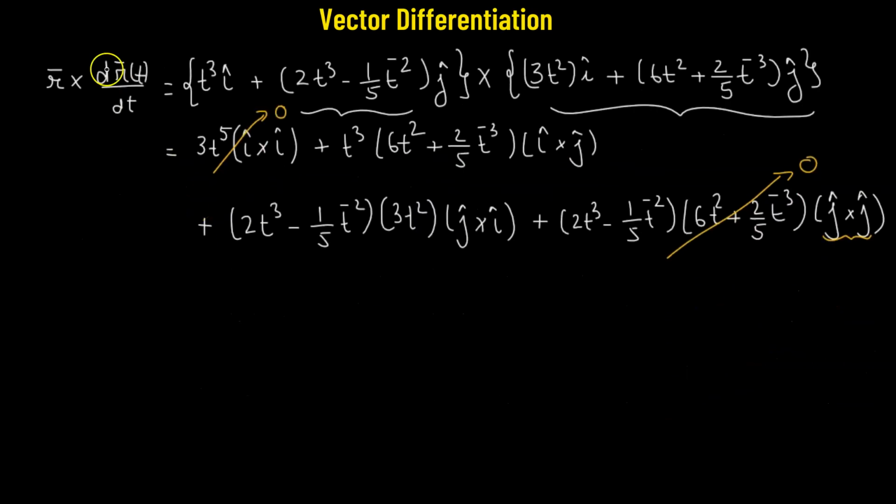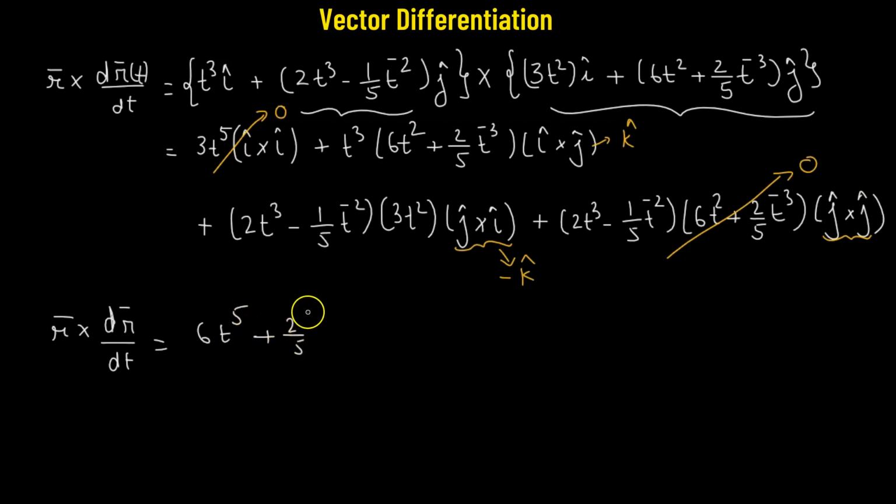So that means we are now left with two terms. I cap cross j cap is our vector k cap, and here we have j cap cross i cap. Since we know that the cross product always anti-commutes, this will be negative k cap. So we have our vector crossed with dr over dt, that will be equals to, let's multiply t cubed with each of the two terms. So we have 6t raised to the power of 5 plus 2/5 k cap, and this term will be negative.